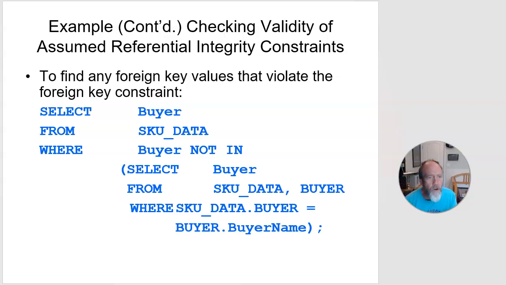If you look at this query, select buyer from SKU data where buyer not in, and then notice, you've got a parentheses and another query. So what you're really looking to do is say, oh, do we have any buyers that are not in that other table? Because that's what we've got here. That could be a problem. You could have some violation of foreign key constraints.